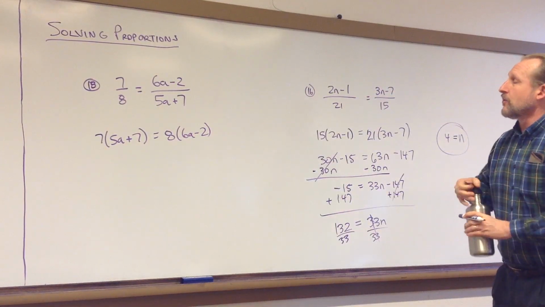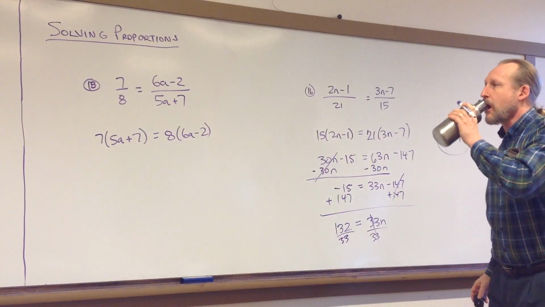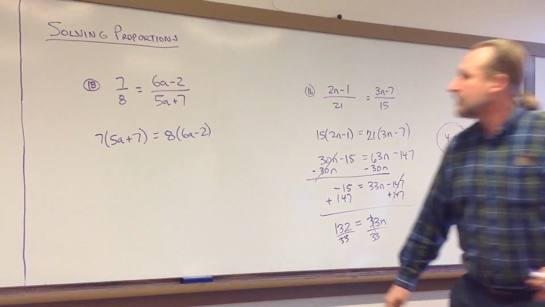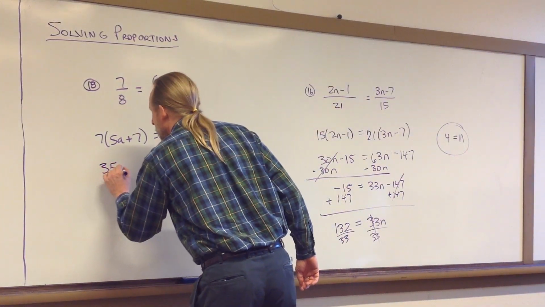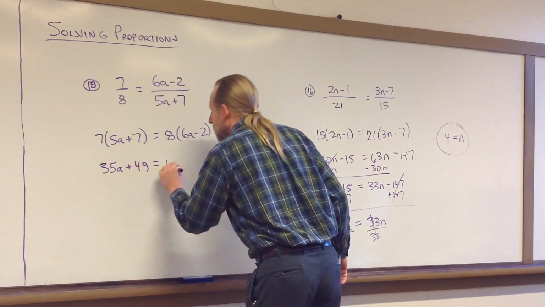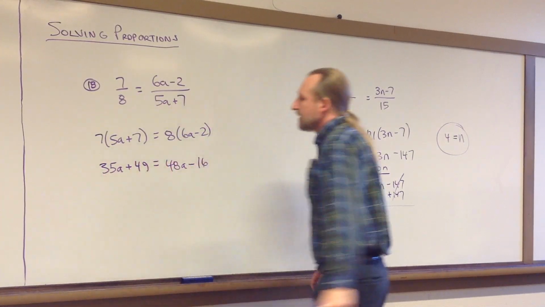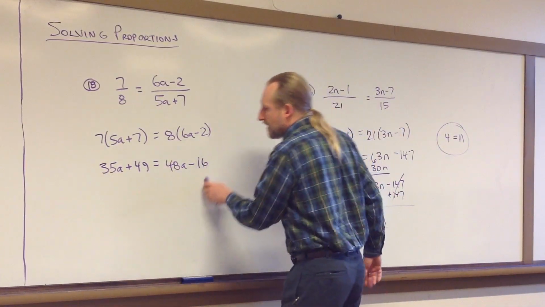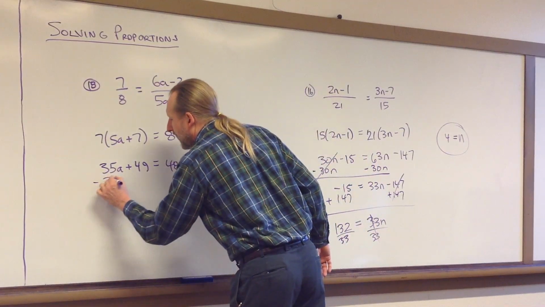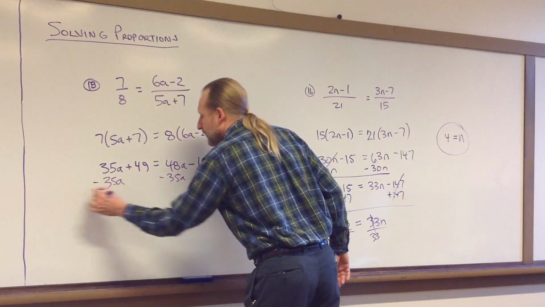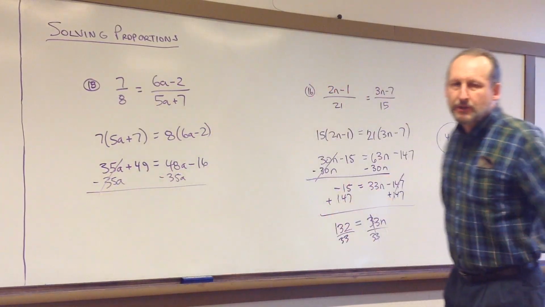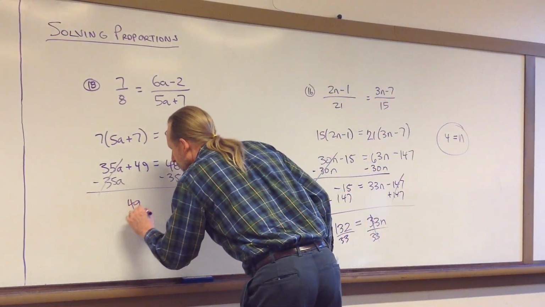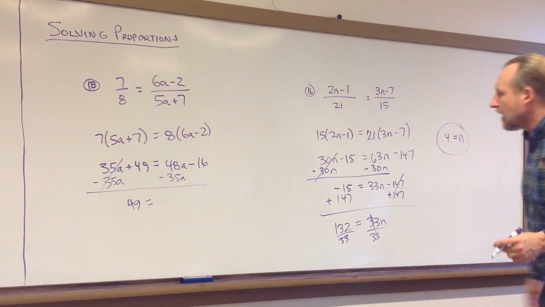Okay, so next we're going to distribute into the parentheses. So let's see, this will be 35a plus 49 equals 48a minus 16. So I'll do the same thing I did here. Let's move the 35a over here, add the 16 over here. And you can do that in one step if you want to. Just in terms of teaching, I typically do this in 2 steps so that people don't get confused. But if you're comfortable doing it all at once, then by all means go ahead and do that.